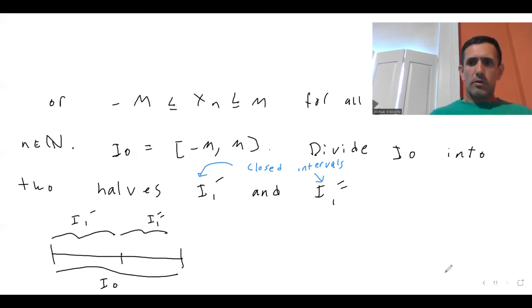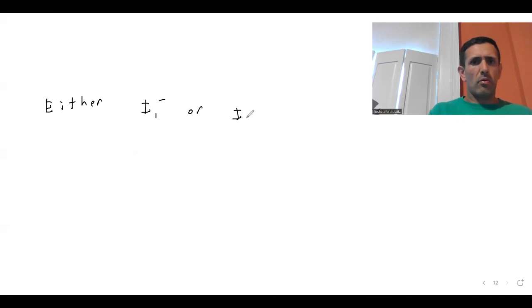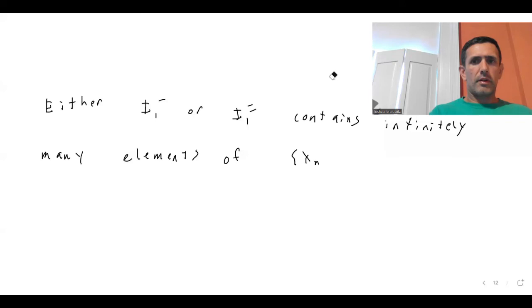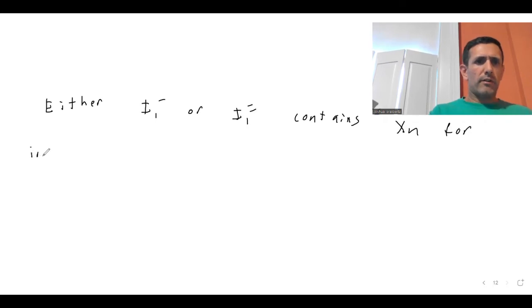Okay, so where is this going? Well, the point here is that one of these two closed intervals, could be both, contains infinitely many elements. Let me write it a different way. Either one of these two intervals contains x_n for infinitely many natural numbers n. This is not subtle here.